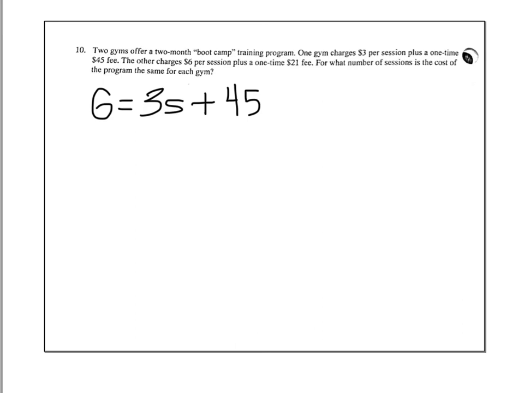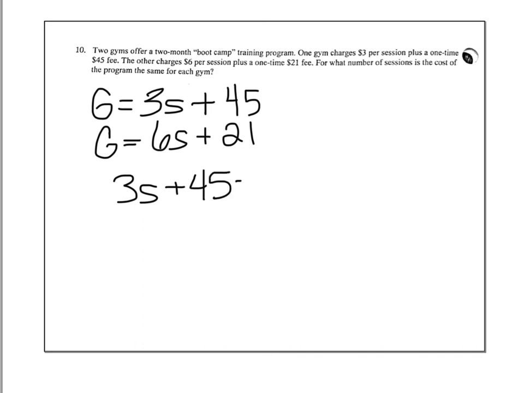The second gym charges $6 per session plus a one-time $21 fee. So 6s plus 21. And now since we want to know when they're the same, we want to set the two equations equal to each other. So 3s plus 45 equals 6s plus 21.